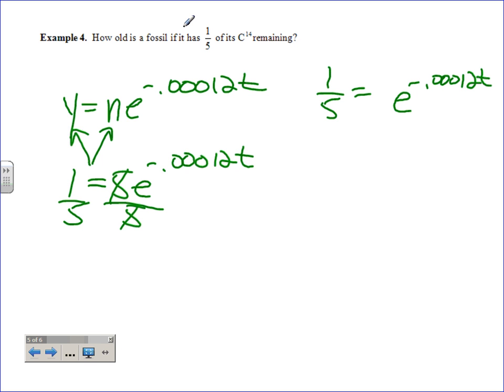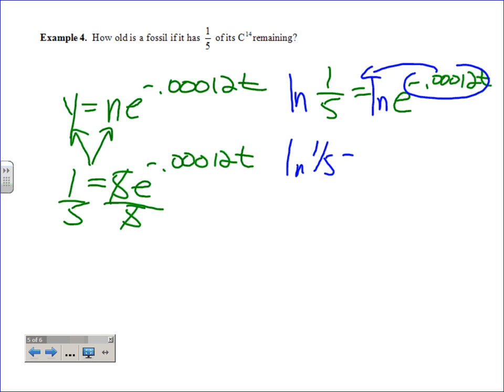So now what are you going to want to do? Get the variable out of the exponent. Best choice here is the natural log. Because then that can go out front. Natural log of 1/5, yeah, we're not going to know that. And basically it becomes, because natural log of e is 1. Very good. And so now all we have to do is divide by that.